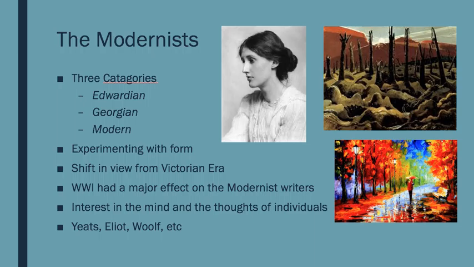To begin with the Modernist era, there are 3 categories that are usually lumped into it, and that's Edwardian, Georgian, and Modern. The Edwardian era would be when King Edward was king, and then Georgian when King George was king, and then modern would be after George has passed.